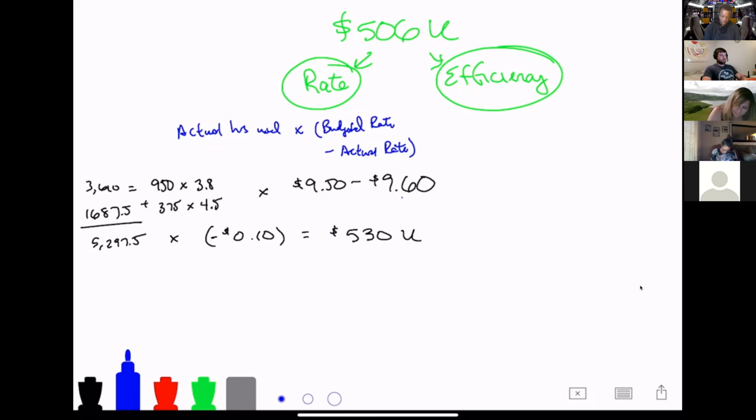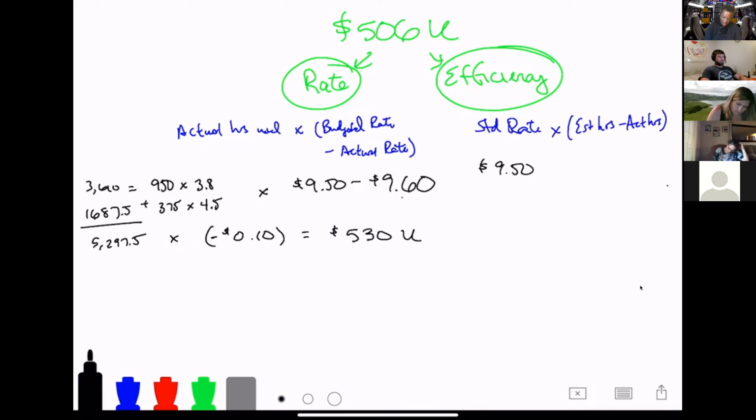Okay, I'll move to the efficiency variance, which is the standard rate times the estimated hours minus the actual hours. So here, our standard rate was $9.50, and we multiply that by our estimated hours. I'll just do that math down here somewhere.